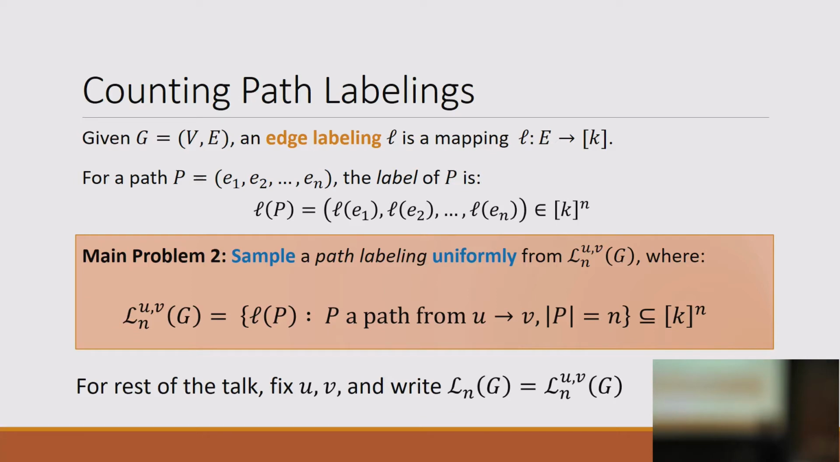Okay. So for the rest of the talk, we're always going to fix these two vertices u and v. So u and v are always two fixed vertices in the fixed graph G, and they're always going to denote the start and end vertices of the paths we care about. And so I'm just going to drop the superscript here and write ln of G to denote the number of path labelings of length n from u to v.